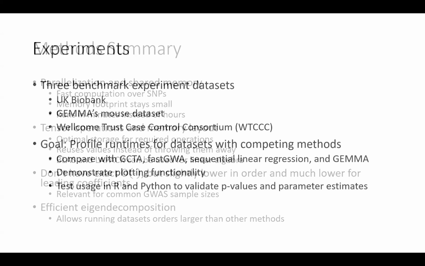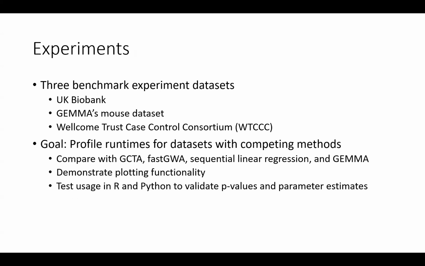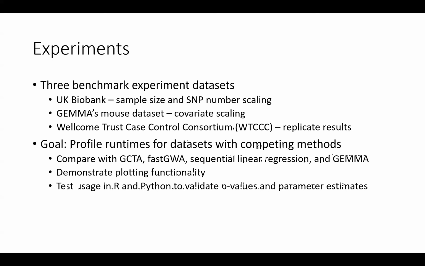Okie dokie. So I did 3 different experiments that I list here, each trying to work with something a little different. First, I used the UK Biobank to test for sample size and SNP scaling, how we perform versus other methods. I used GEMMA's mouse data set. They have a tutorial data set that was generated from a number of mice, and that allows me to check as we scale number of covariates, just because of how other methods operate. We had to keep it a small sample, but how we scale compared to them. And I used the Wellcome Trust Case Control Consortium, which is a mouthful, to show that we can replicate results from another study and interpret some of those.